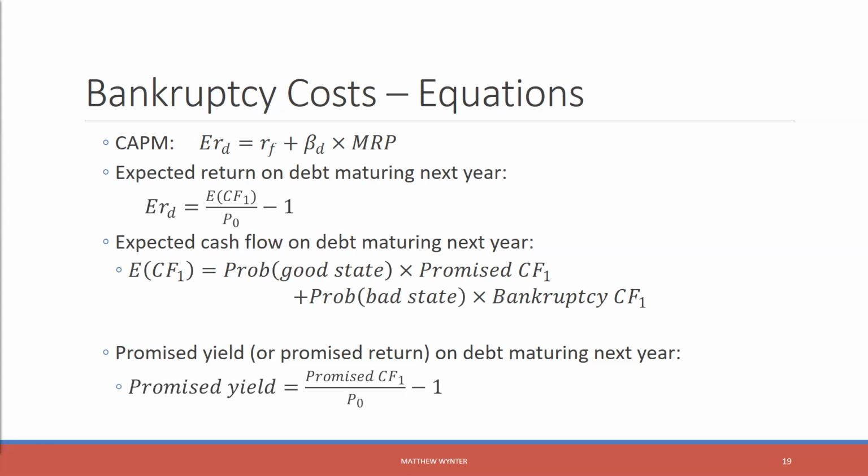Promised yield: we have our promised cash flow divided by the price minus 1. And again, it's the promised cash flow. So this is the cash flow that I'm promising you in the good state, divided by the price minus 1.